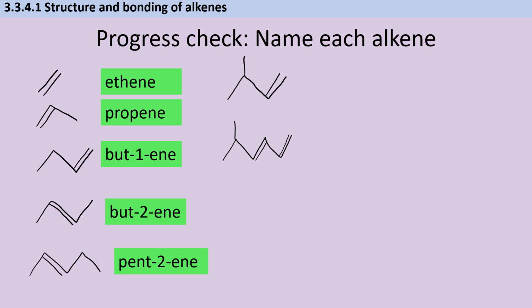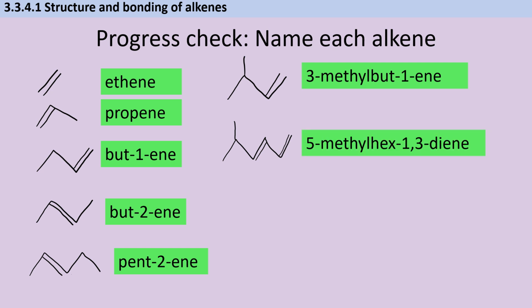Our next molecule is a little bit more complicated because as well as our 4-carbon chain with the double bond in, we also have a methyl group coming off. So this is going to be 3-methyl-but-1-ene. The carbon-carbon double bond is more important. We say it's a higher priority than the methyl group, so we count from where that carbon-carbon double bond is, and this means that the methyl group is on carbon number 3. And then to finish with, we have 5-methyl-hex-1,3-diene.